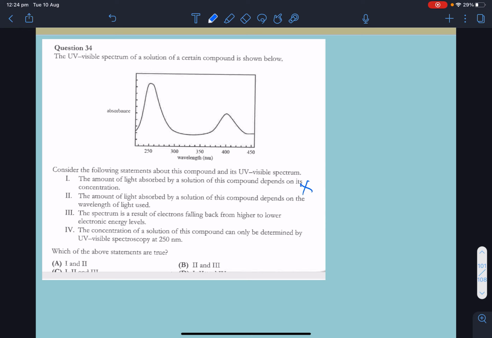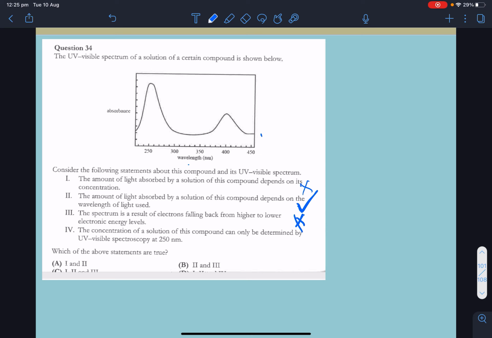So absorbance changes with wavelength. Yes, we've got the evidence here with the spectrograph. The spectrum is a result of electrons falling back from a higher to a lower electronic level. If they go from a higher to a lower, they've got to emit that energy as light. That's emission, not absorption. So no, what happens here is electrons absorb this light and get promoted to a higher valence shell.